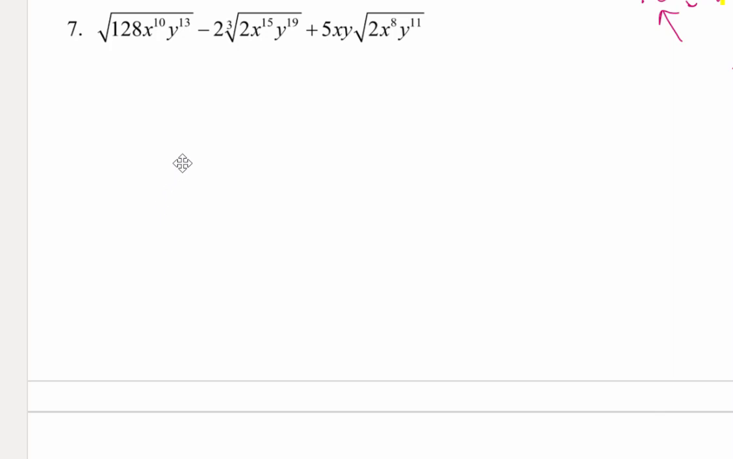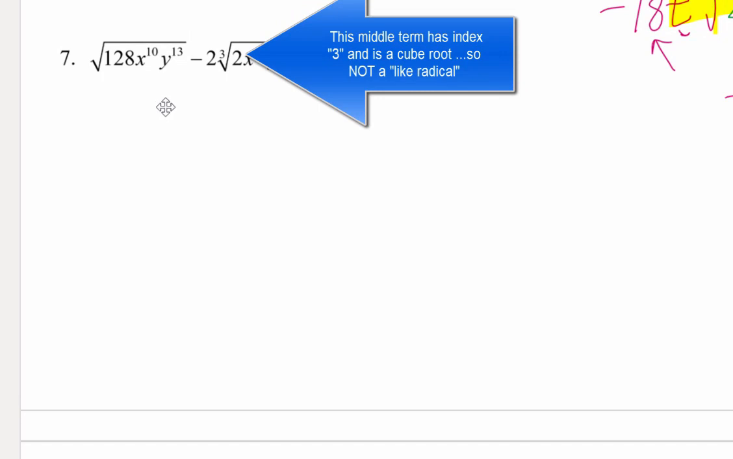Let's take a look now at this example. We want to simplify the radical expressions first and then add together any of the radicals that are like radicals. And as you know, a like radical means that you will have the same index, which all three of these have because they're all square roots. The index is 2. And then the same radicand. The radicand is what's inside the radical.